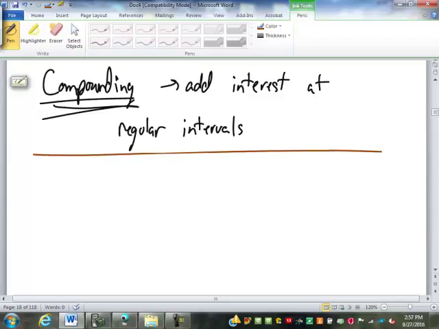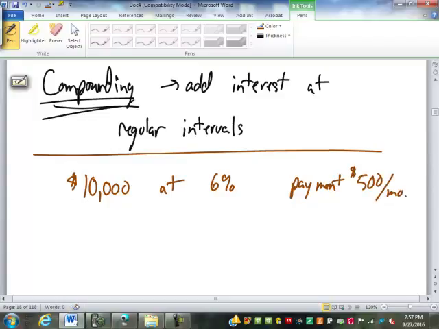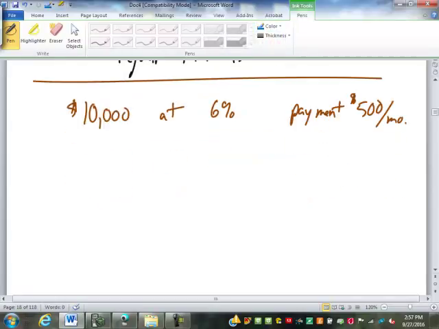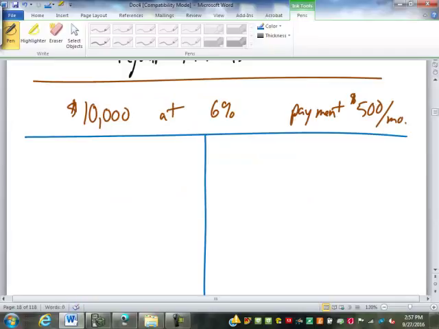Let's say you have a car loan for $10,000 at, let's say, 6% interest. And your payment, we're just going to keep it simple, it's $500 a month. Okay? I'm going to compare two things here. I want to make a payment every month, at the beginning of every month, for the next 3 or 4 months. So I'm going to make the payment each month.